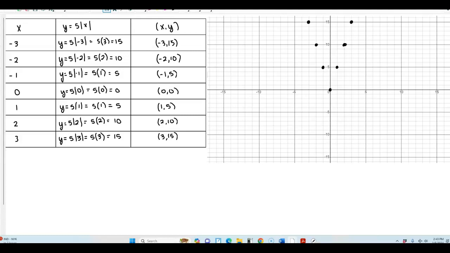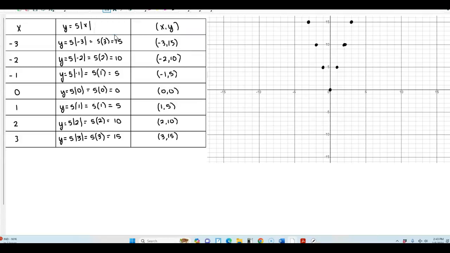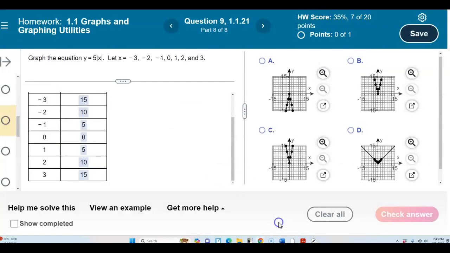So therefore, there is our graph. And whenever we graph an absolute value graph, you always end up getting a V-shaped looking graph. And so therefore, that's going to be the graph. Let's go ahead and check our result. Well, we know it's not A because it's going downward. It could be B, could be C.